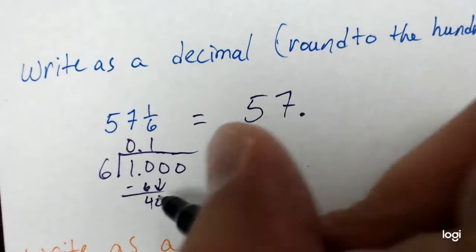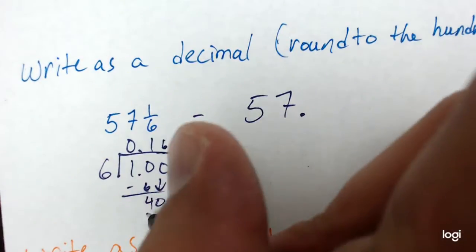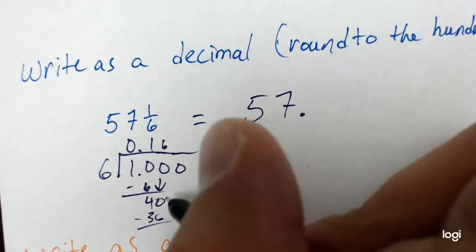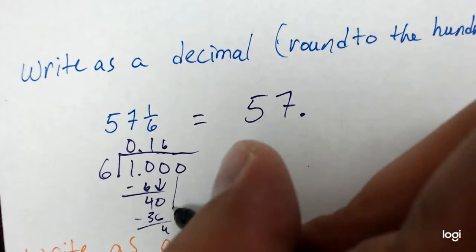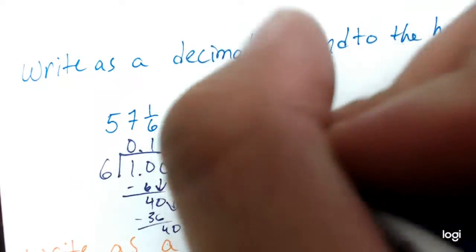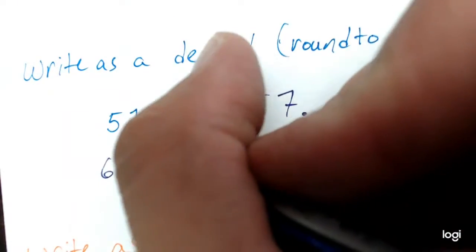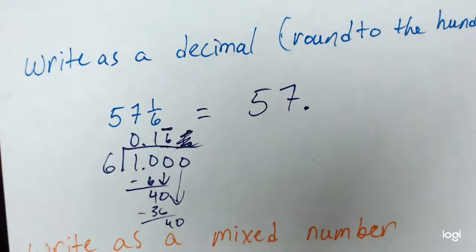I bring down the 0. 6 goes into 40 6 times. All right, multiply by 6, I get 36. Subtract, I get 4. Ooh, I think I see a trend here. And then 6 goes into 40 6 times again. Okay, so it looks like what's going to happen is this 6 is going to repeat. So I can put a line over that 6 and then end it.